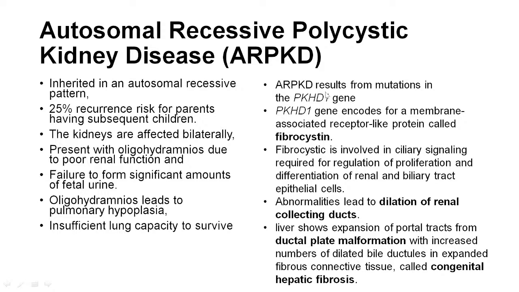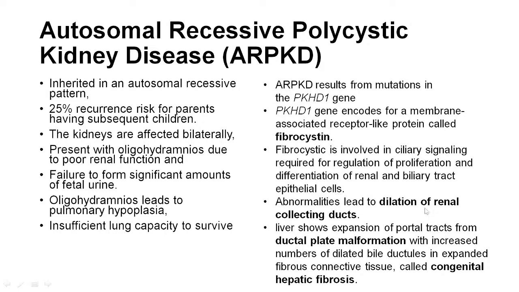Autosomal recessive polycystic kidney results from the mutation in PKHD1 gene which encodes the fibrocystin, which is a membrane associated receptor like protein. So, this fibrocystin, which is a protein, is involved in ciliary signaling cascade and it regulates proliferation and differentiation of renal and biliary tract epithelium.